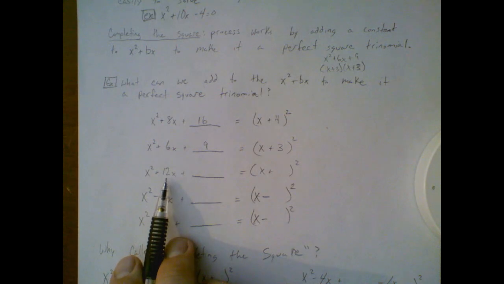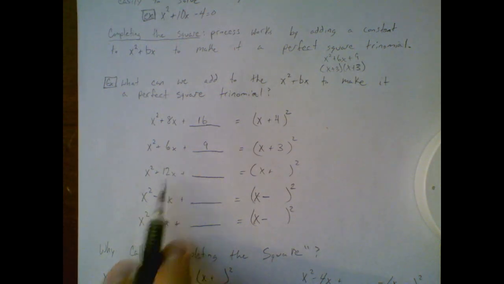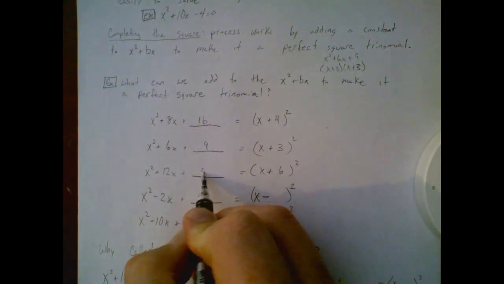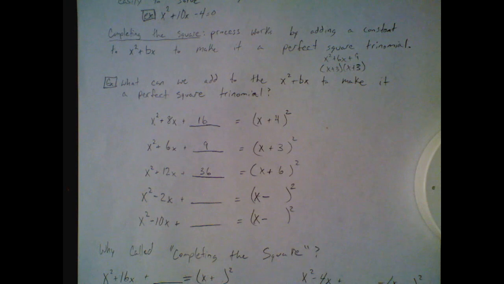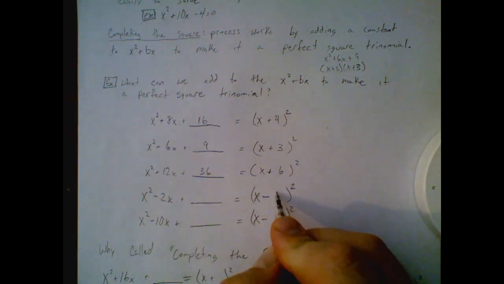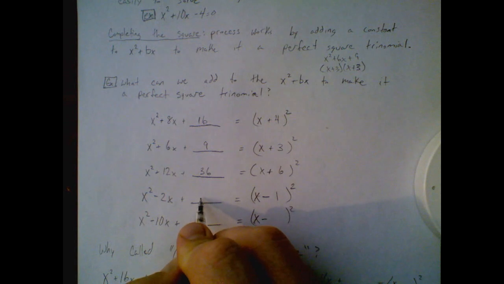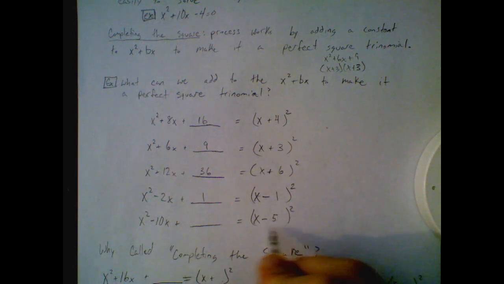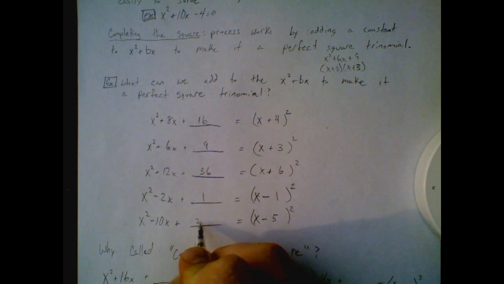What plus what gives you 12, where they happen to be the same thing? 6. So that means that's going to be a 6, meaning we're going to have to add 36. Okay. What plus itself will give you a negative 2? Again, if you divide this by 2, that's how you do it mathematically. It's a negative 1. And negative 1 squared is positive 1. Same idea. Cut this in half, gives you that negative 5. And you square it and you get a positive 25.